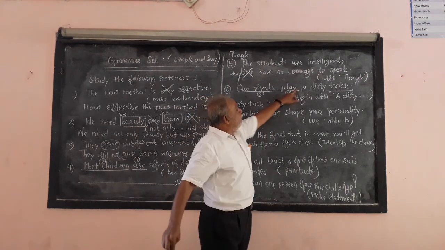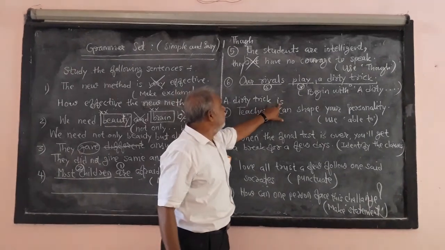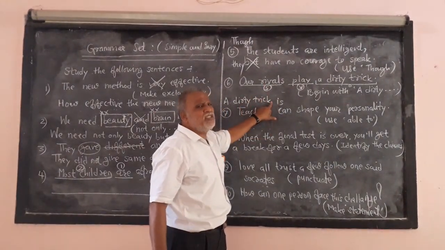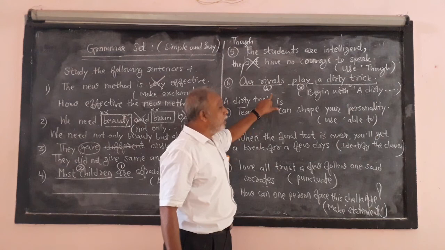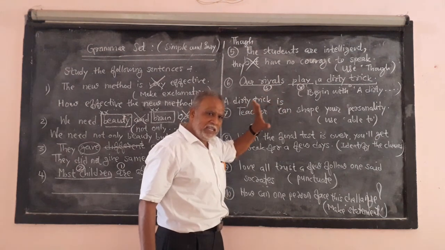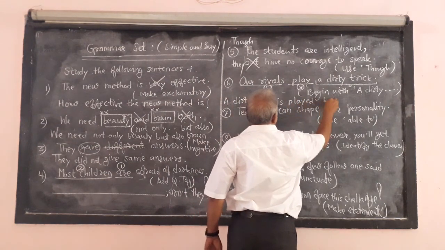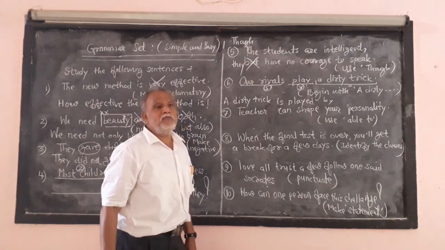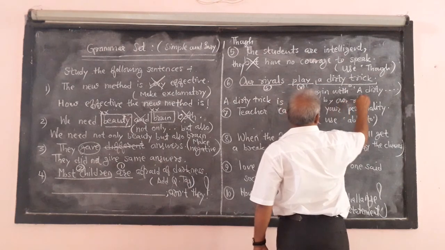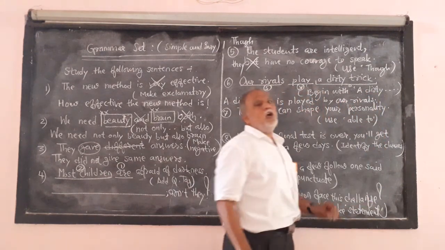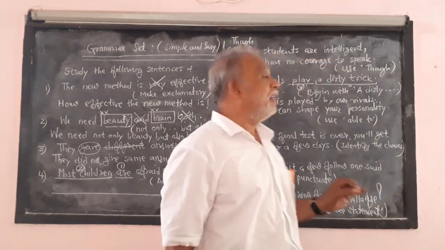A dirty trick is. This is play, present tense, and trick is singular number. Present tense and singular number, so it is 'is'. Suppose I write tricks, it will be 'are'. For trick, write is. For tricks, write are. Got it? A dirty trick is played by. This played is V3, the third form of the verb play. A dirty trick is played by our rivals. Always pay attention to capital letters and small letters while writing answers.